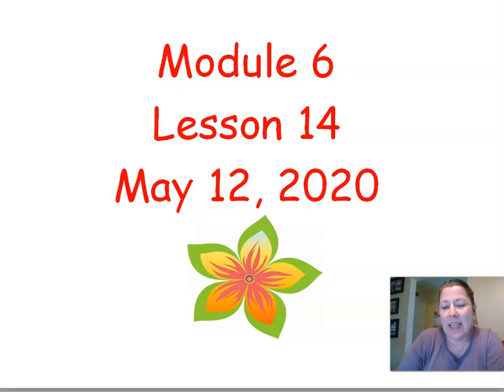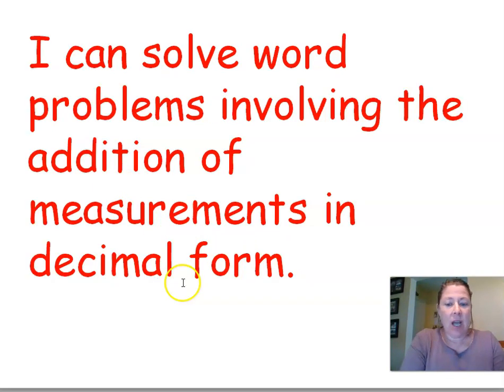Hey girls, today is Tuesday, May 12th, and this is our lesson for Module Mission 6, Lesson 14. And our I can statement is I can solve word problems involving the addition of measurements in decimal form.